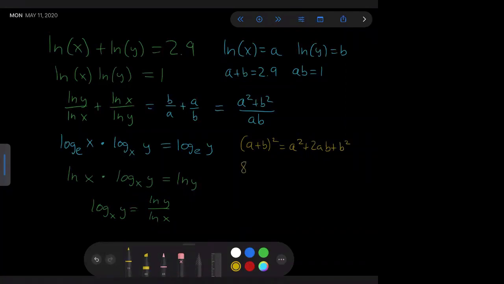This should equal 8.41. If you guys don't know your squares, know them until 50 and know your cubes until 20 or 15. Actually, it doesn't really matter too much what you know your cubes to. But we can simplify this now. This is equal to our desired expression, a squared plus b squared, plus 2 times ab. We know what ab is. It's equal to 2. So our a squared plus b squared is equal to 8.41 minus 2, which is 6.41, right?